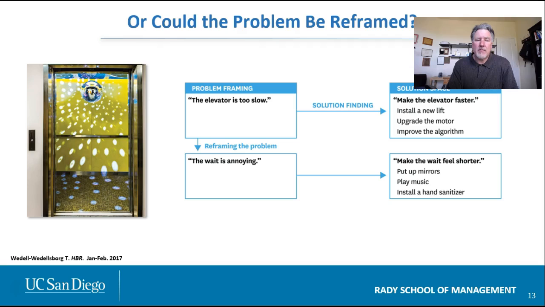This is a classic from Wedell-Wedderburn, a Harvard Business Review paper, where in essence the first example he gave was an elevator moving slowly in an old building. The initial problem was that the elevator's too slow, and the knee-jerk solution is to make it faster by spending money: installing a new lift, upgrading the motor, improving the algorithm. In many ways, this is what managers look for. Give me solutions, don't give me problems. But before you can have a proper solution, you really need to know: are you asking the right question? When you think about this situation with the elevator, is it that it was too slow, or that the wait is annoying?